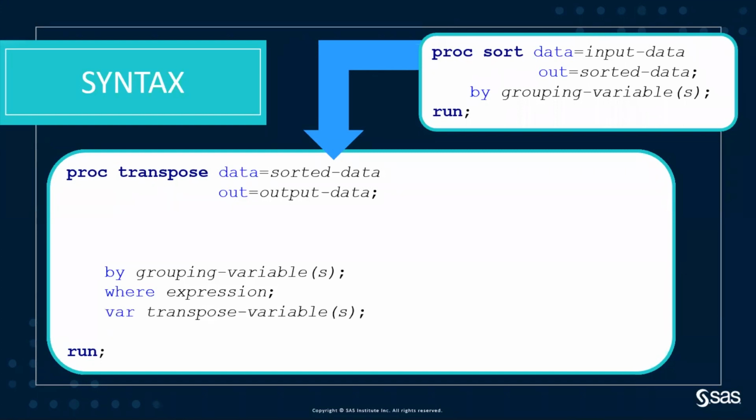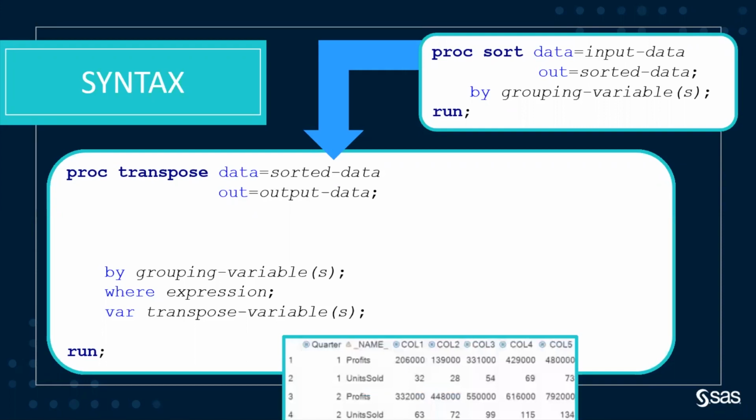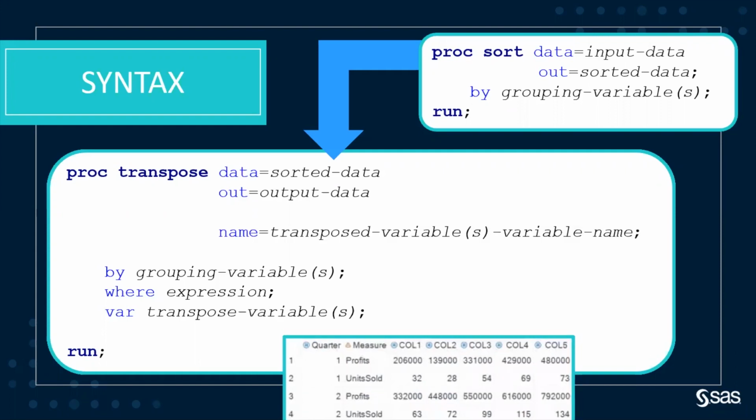Once SAS has transposed the columns listed, a new column will be created in the output table called _NAME_ that holds the original column names as the data values. If you'd like to rename the _NAME_ column, you can use the name equals option on the proc transpose statement to specify a more descriptive name.